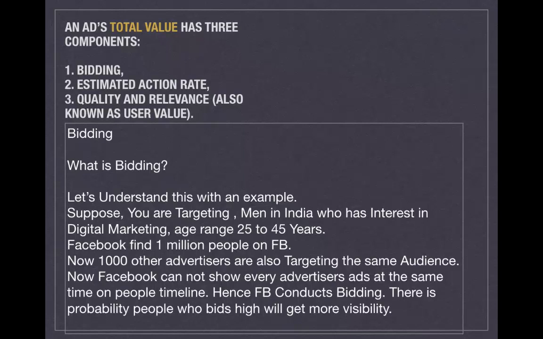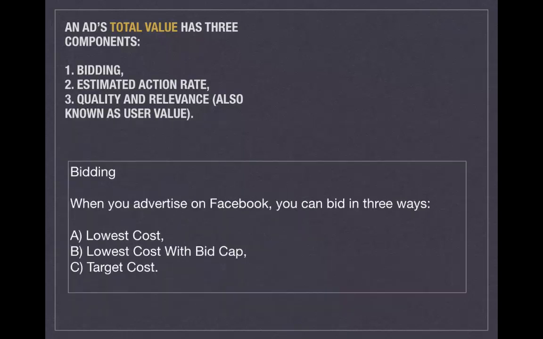So let's dig more into what is bidding and what kind of bidding Facebook has. Basically, they have 3 kinds of bidding. One is the lowest cost, second is lowest cost with bid cap, and third one is the target cost. Let's understand what all 3 are about.